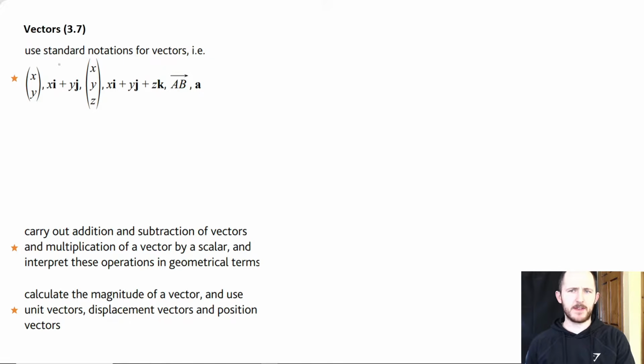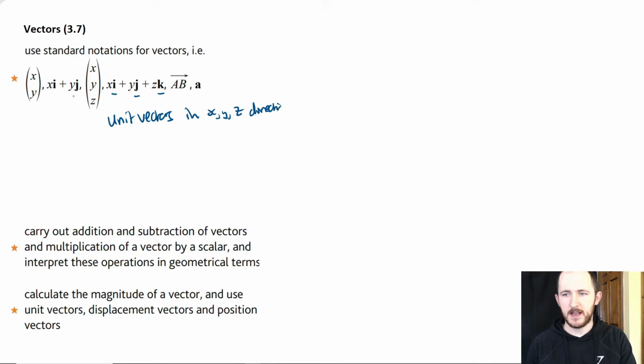First off, we just need to know the standard notations, which you may have covered a bit in GCSE. If you have a two-dimensional vector, you can just put x and y on top of each other, which is the GCSE kind of notation. But you can also write that as xi plus yj. And the i, j and k all mean the same. They're basically giving you unit vectors in the x, y, z direction respectively.